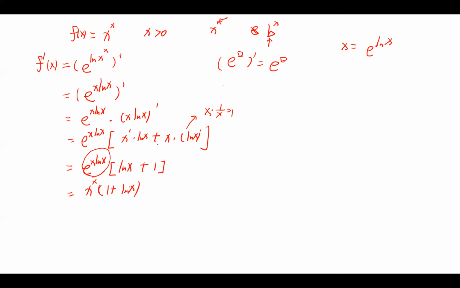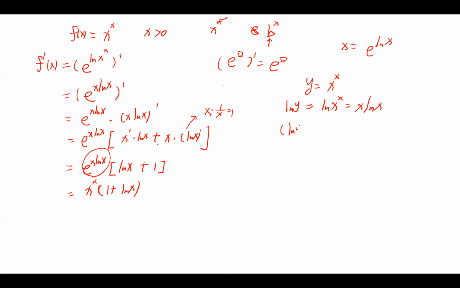Now, this is one way to do this. Another way is to use implicit differentiation. So if we express y as x to the power of x, why do we switch to y? Because we are now thinking of taking ln on both sides, so that we can use the logarithm transformation. If we do that, then we have ln y equals ln of x to the power of x, which gives us x ln x, right? So now we can take the derivative of both sides.